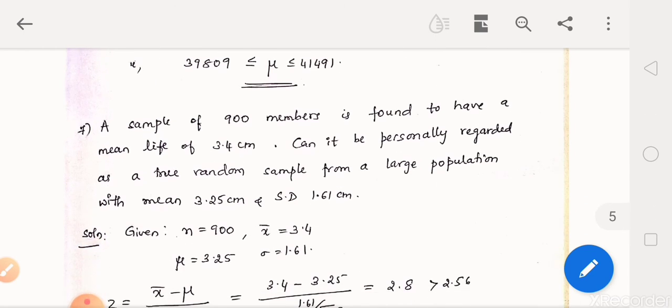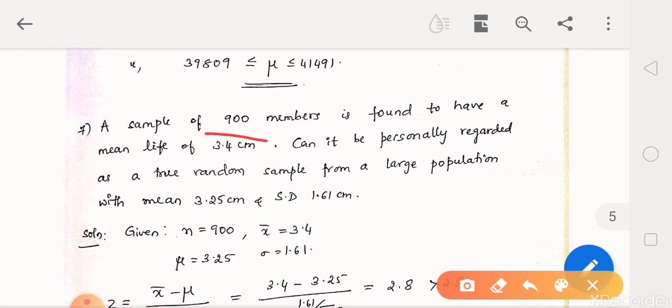A sample of 900 members is found to have a mean life of 3.4 cm. Can it be reasonably regarded as a true random sample from a large population with mean 3.25 cm and standard deviation 1.61 cm? So in the solution, the sample consists of 900 members, so n equal to 900. Mean life of the sample x bar equal to 3.4. For the population, the mean mu is 3.25 and the standard deviation sigma is 1.61.